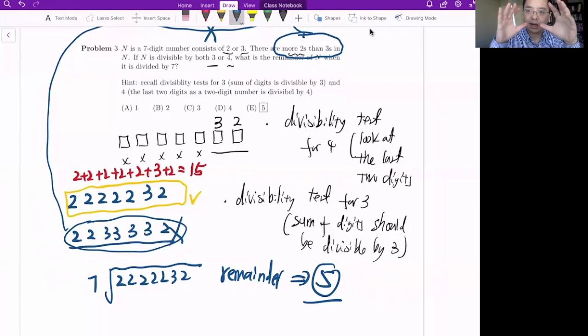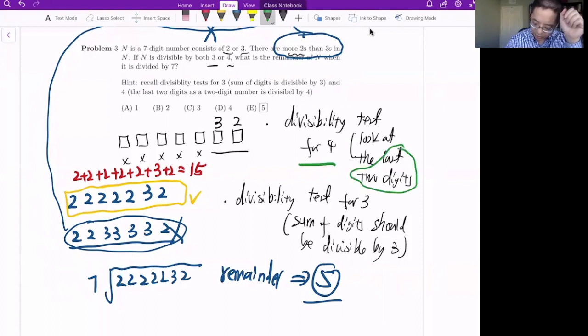The two main points are the divisibility tests. Let me repeat. For a number to be divisible by 4, you just look at the last 2 digits; they should be divisible by 4. For a number to be divisible by 3, you just look at the sum of digits; the sum should be divisible by 3. Those divisibility tests provide shortcuts to tell whether a number is divisible by certain integers.